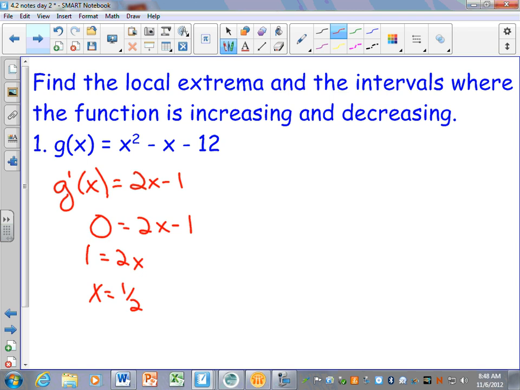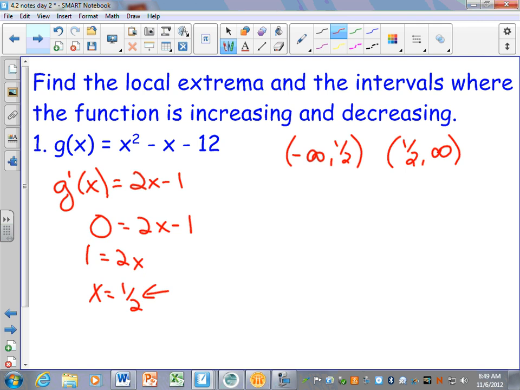We could break this up into two intervals. Our graph is going to go from negative infinity to 1/2, because my domain is from negative infinity. Why am I stopping at 1/2? Because that's a critical point. That's a turning point in my graph, right? And then I could say from 1/2 to infinity.